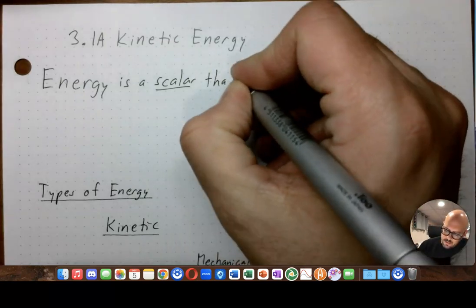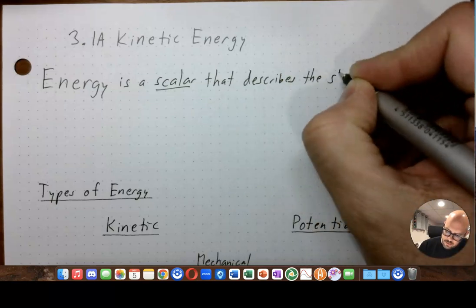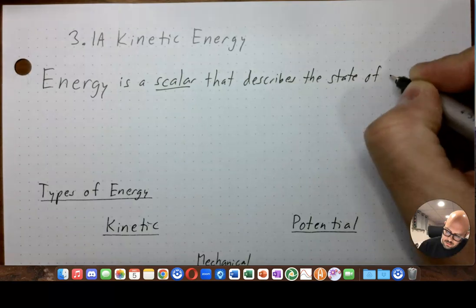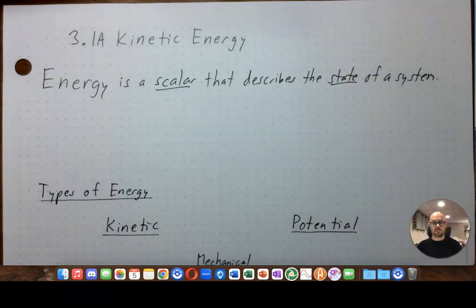It is a scalar that describes the state of a system. Now, the word state can actually mean the state of matter. If it's a solid, liquid, or a gas, that comes with a certain amount of energy stored in the substance itself. But it usually just describes generally the system. So how fast it's moving, how far apart things are, how they are oriented with one another, what types of particles we're talking about interacting. It's a very general description.